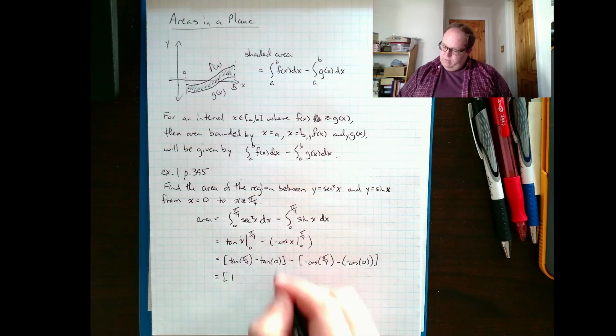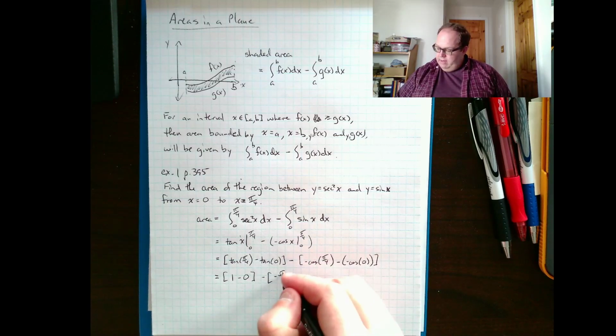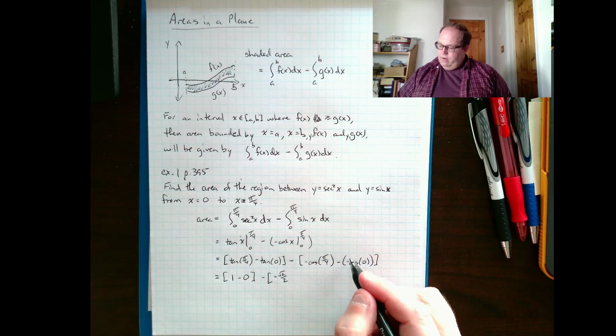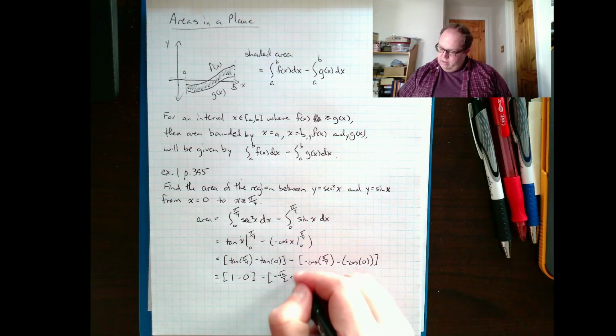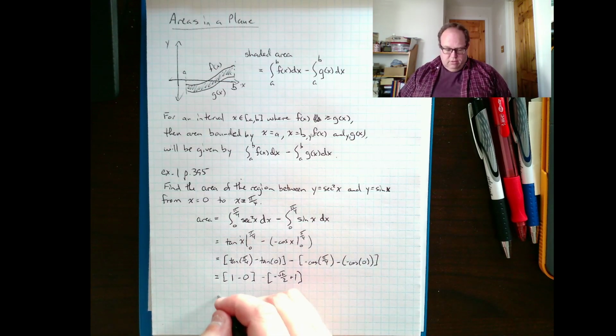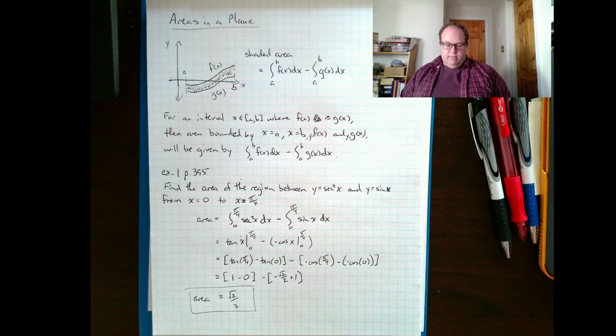Tangent of pi over 4 is 1. Tangent of 0 is 0. The cosine of pi over 4 is root 2 over 2, so this is negative root 2 over 2. And the cosine of 0 is 1, negative 1, which I'm subtracting, so I have plus 1. Put all that together, I get a 1 minus a 1, and a 0 minus negative root 2 over 2, and I would just end up with root 2 over 2 as my area. So, nothing too complex at this point.